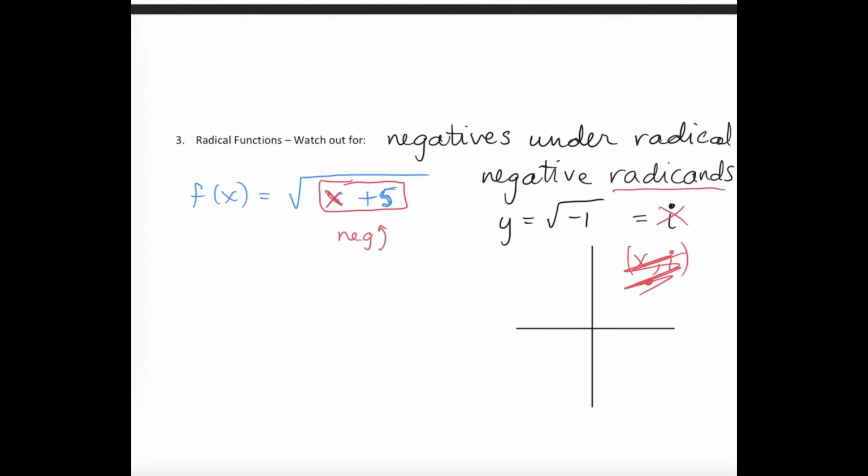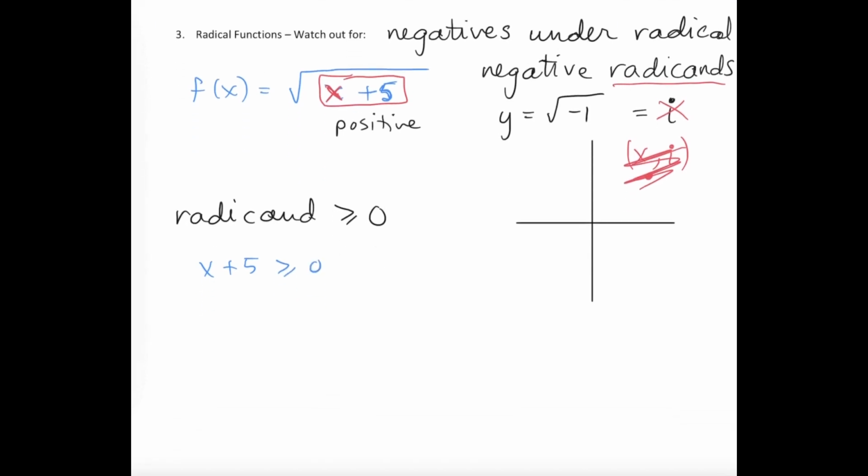So what we want to do here is figure out who are the x values that keep the radicand a positive number. That's the requirement. And therefore what we're going to do is take the radicand and figure out who are the x's that make it stay positive. So let's grab up the radicand, x plus 5, set it greater than or equal to 0, and say who are the x's that make this positive? Well, we can just solve it for x.